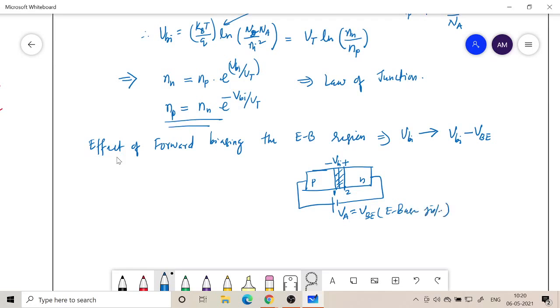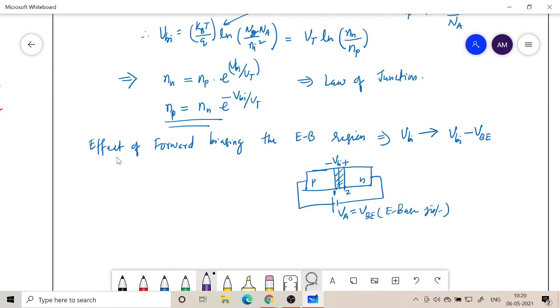Okay, so if you take the emitter-base junction, to forward bias an NPN transistor, what we mean is that we apply an external voltage, positive at the P side, that is the base region, compared to the emitter region. So that will oppose our original VBI and it will be subtracted.